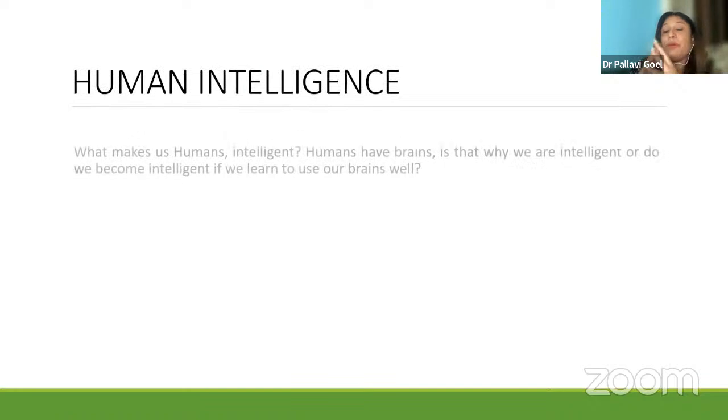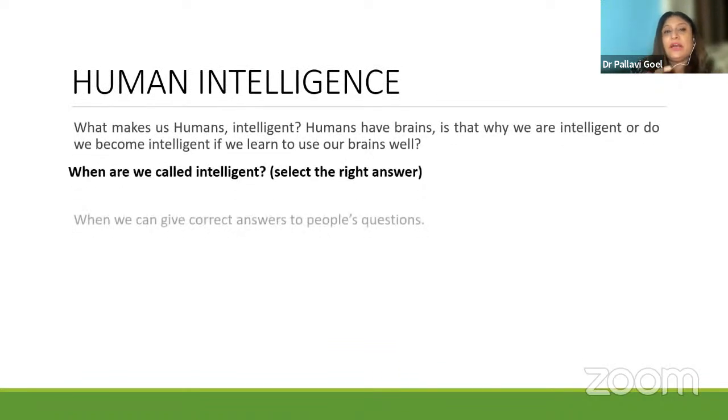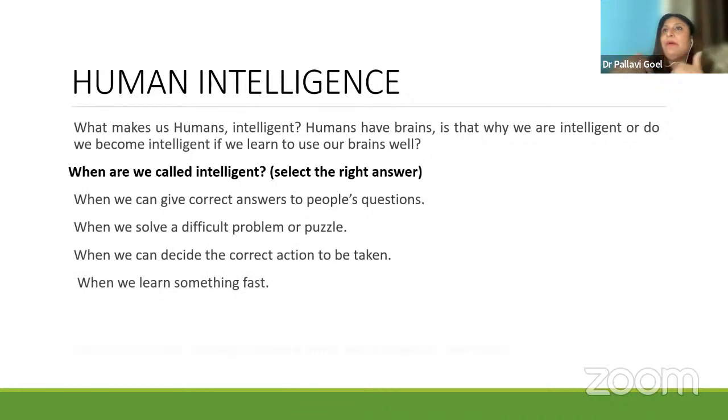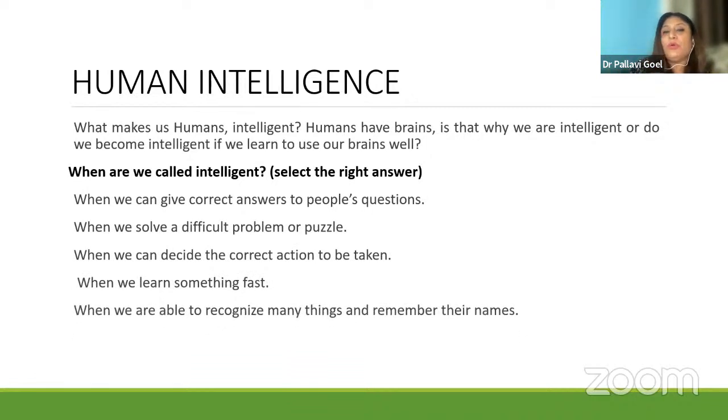Human intelligence. What makes us intelligent? I'm a human, you're a human. We know that we have brains. We can work with our brains and whatever we are thinking, we have a sense of feeling, we have sensitivity, we can think, we can decide, we can take on a task, and we can take on challenges also.